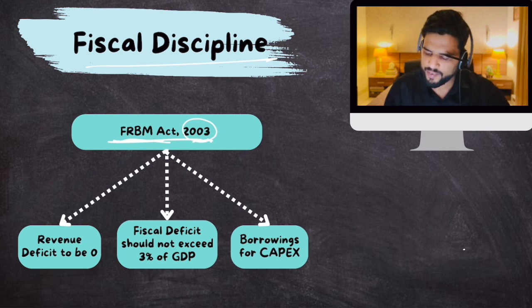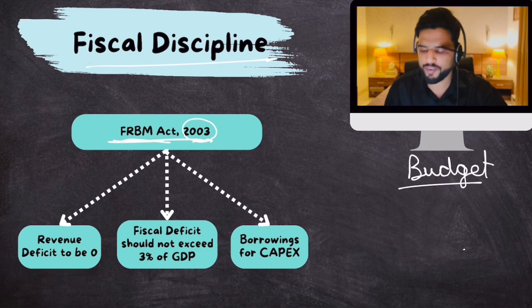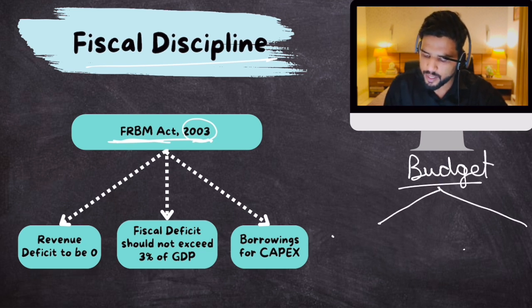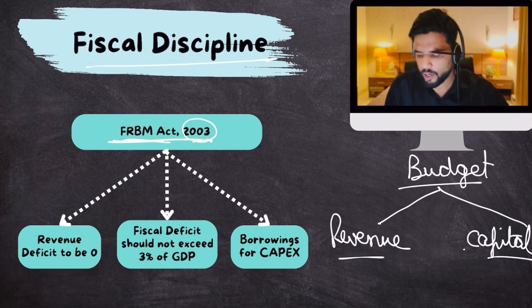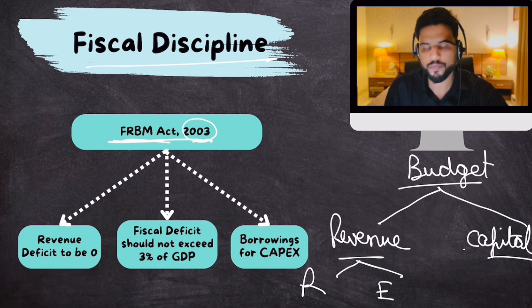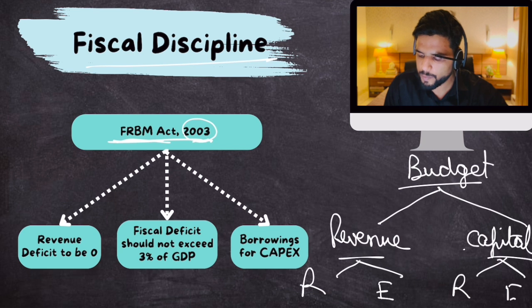In fact, I'll explain it in a better way. The entire budget of the Government of India is divided into two parts: revenue and capital. Revenue account, capital account. Now, the revenue account has some receipts and some expenditure. The capital account has some receipts and some expenditure, right?